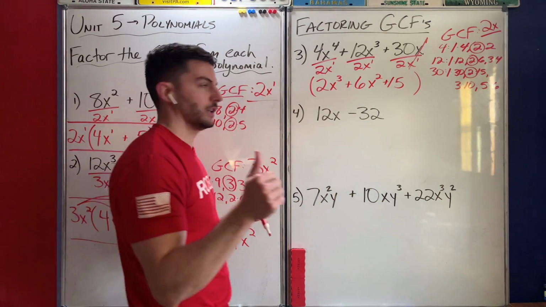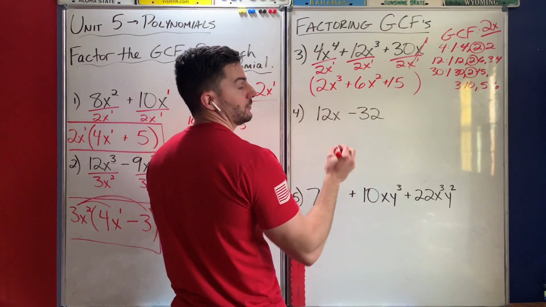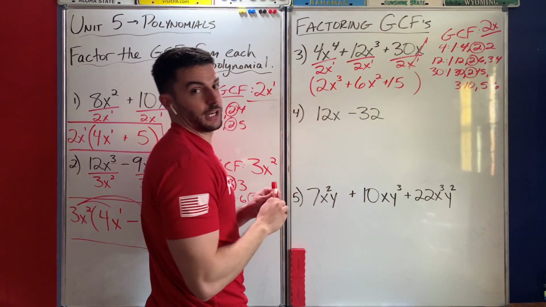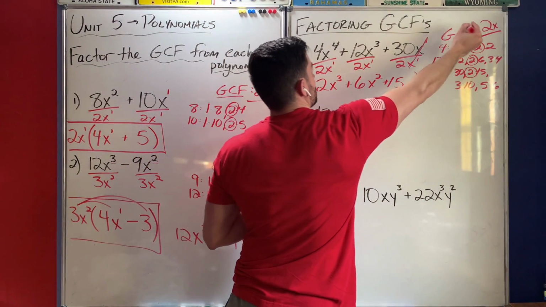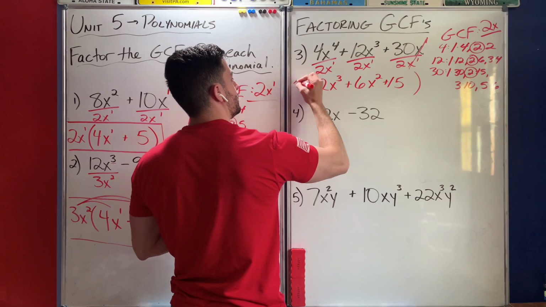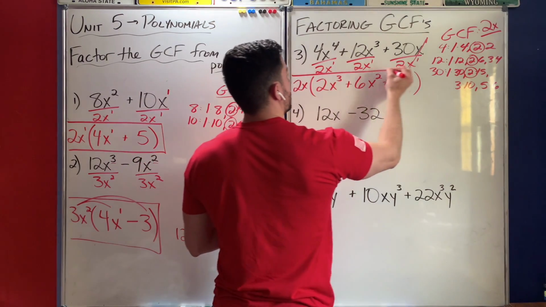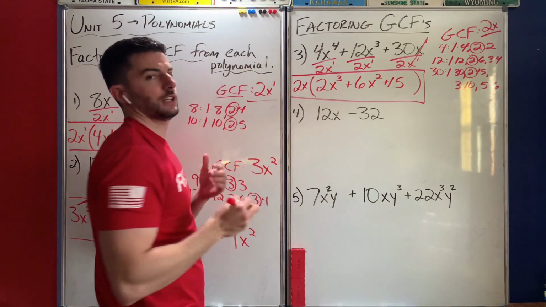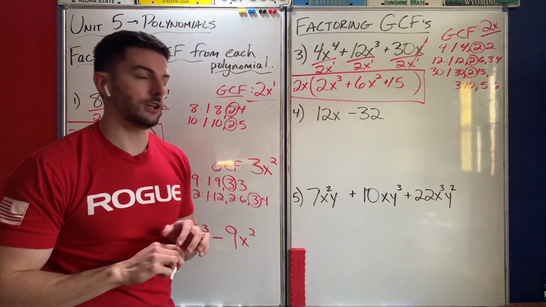So step 2 is good. I divided, I got my smaller group. Step 3, write it as a distribution problem. I'm just so used to writing my parentheses early, so it's good to do that to remind you. But then also your 2x, your GCF, is written on the outside of that. I'm not going to do it for this one, but if you wanted to check your answer, remultiply that, you should end up right where you started.